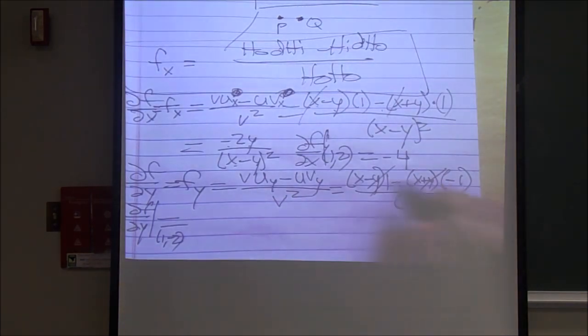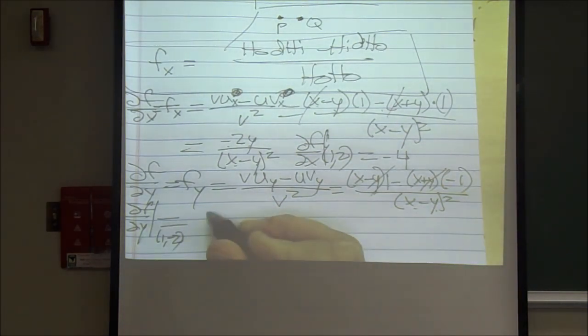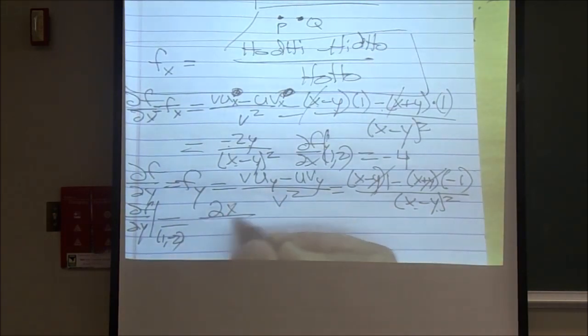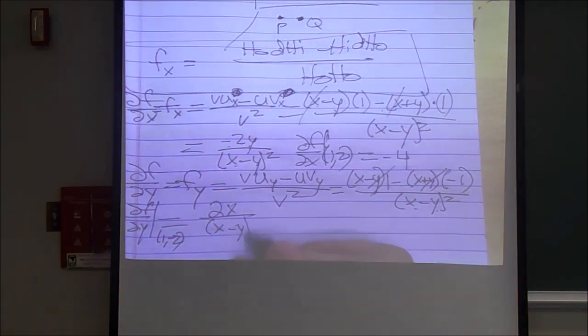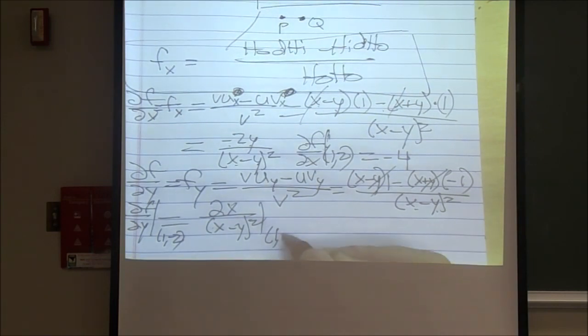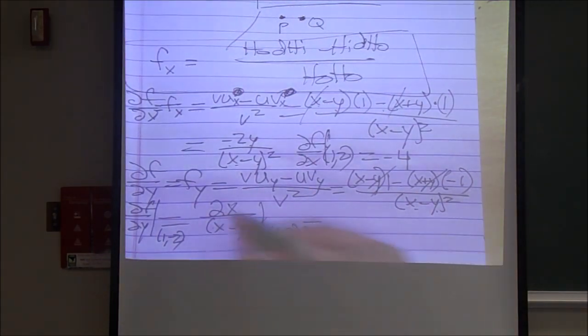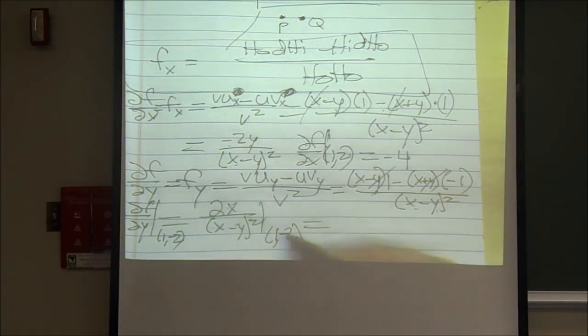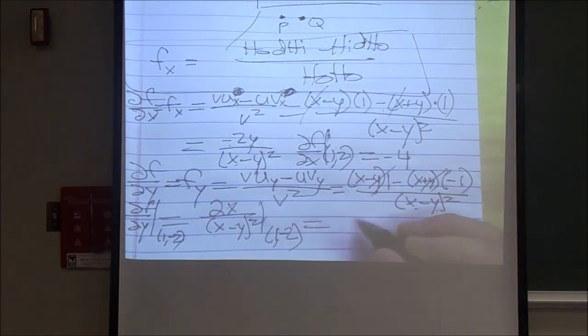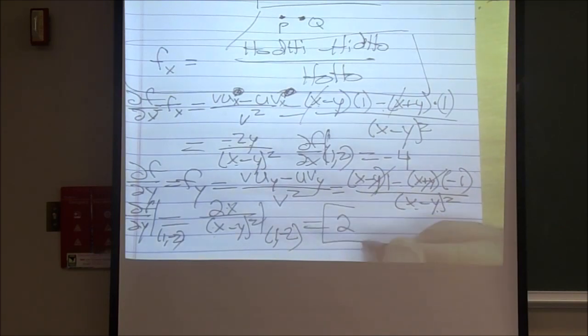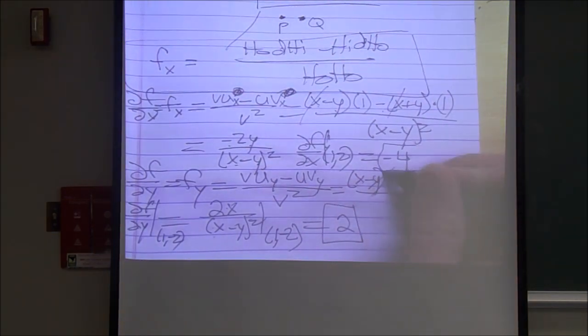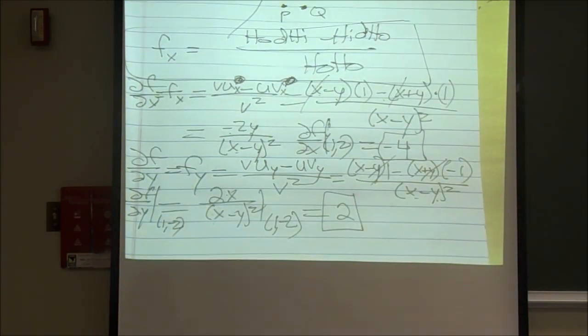At the point, so this is 2x over (x minus y) squared at the point (1, minus 2). So I'll plug in 1 for x, I get 2 on top over, again, I get minus 1 squared on the bottom. This just comes out to be 2. So the partial of f with respect to x is minus 4. Partial with respect to y is plus 2.